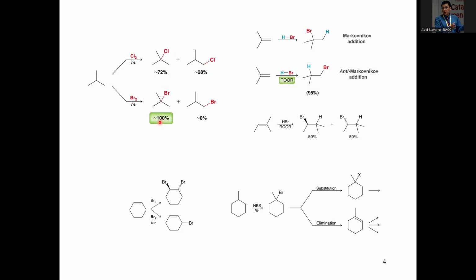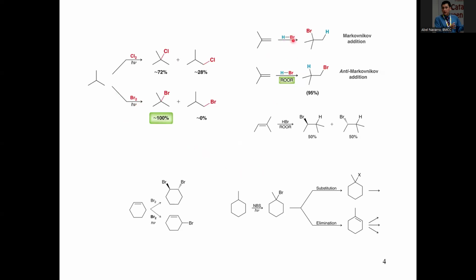Bromine, no. So my recommendation, guys, if you want to halogenate an alkane, definitely go with bromine. Bromine and light. Don't forget the light, because it's a radical reaction. We need light to start the reaction.